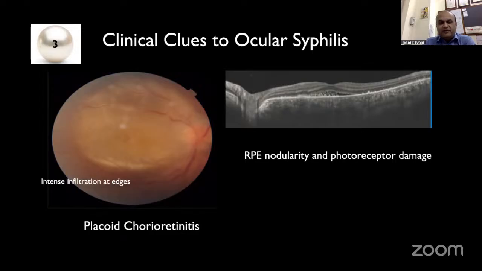And because syphilis is such a big masquerade, we usually recommend getting every treatment naive patient of uveitis to be tested for ocular syphilis because of the fact that it can mimic any entity. And the test to be done is a treponemal test, first of all, because they've got a higher sensitivity and specificity. So get a TPHA done for all of your treatment naive uveitis cases.